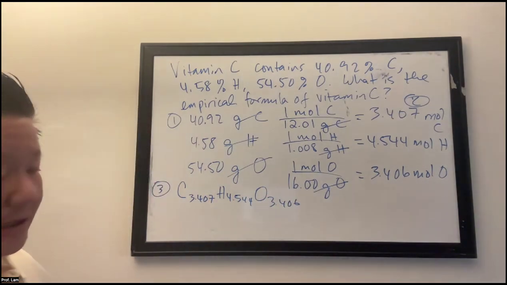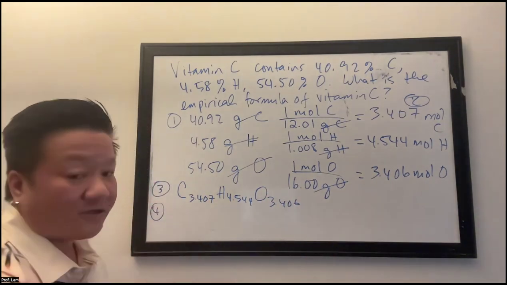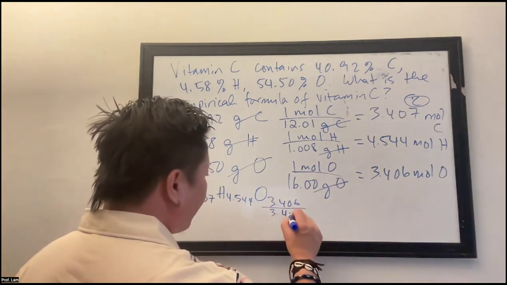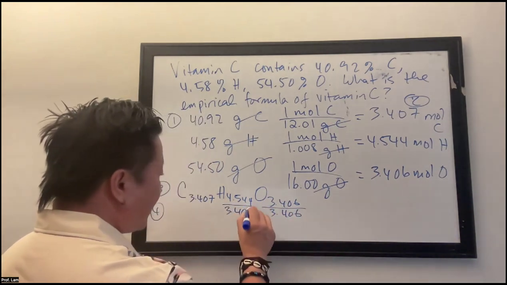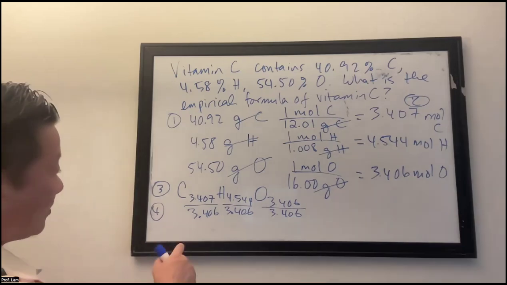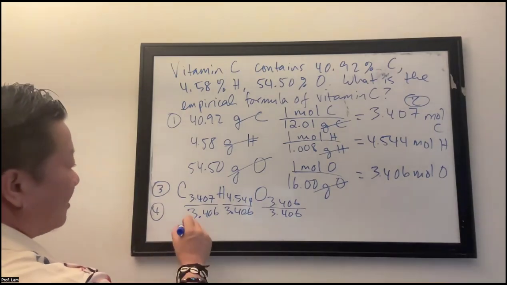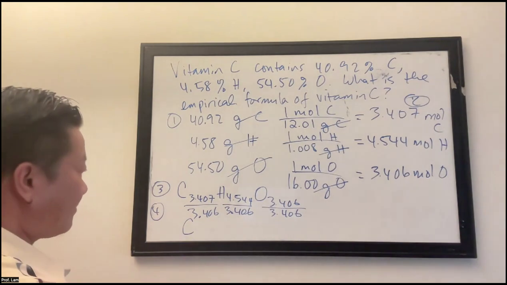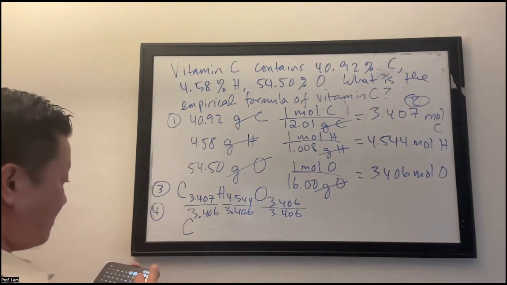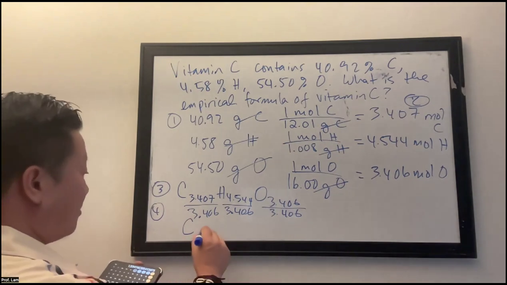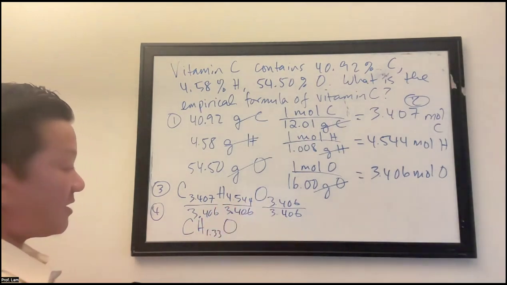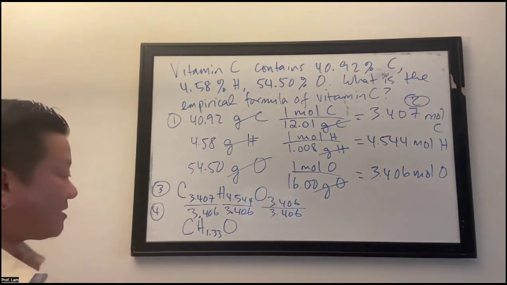That's our pseudo formula. Step four, it says you're going to divide each subscript by the smallest one. So the smallest one is 3.406. You're going to divide everybody by 3.406. And so what are you going to get? Looks like 1 for carbon, right? For hydrogen, it's 1.33. And for oxygen, it looks like 1 as well.